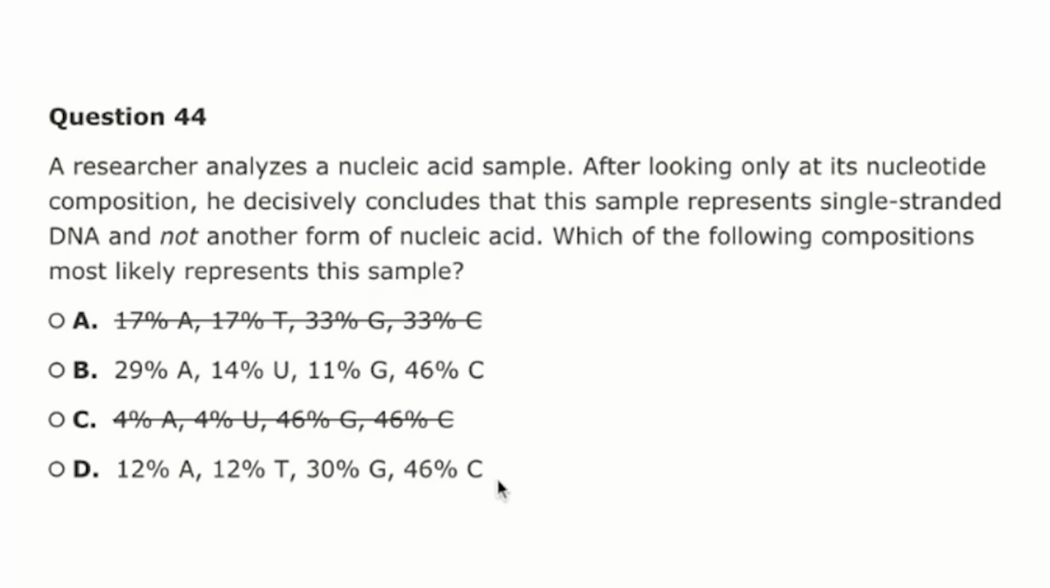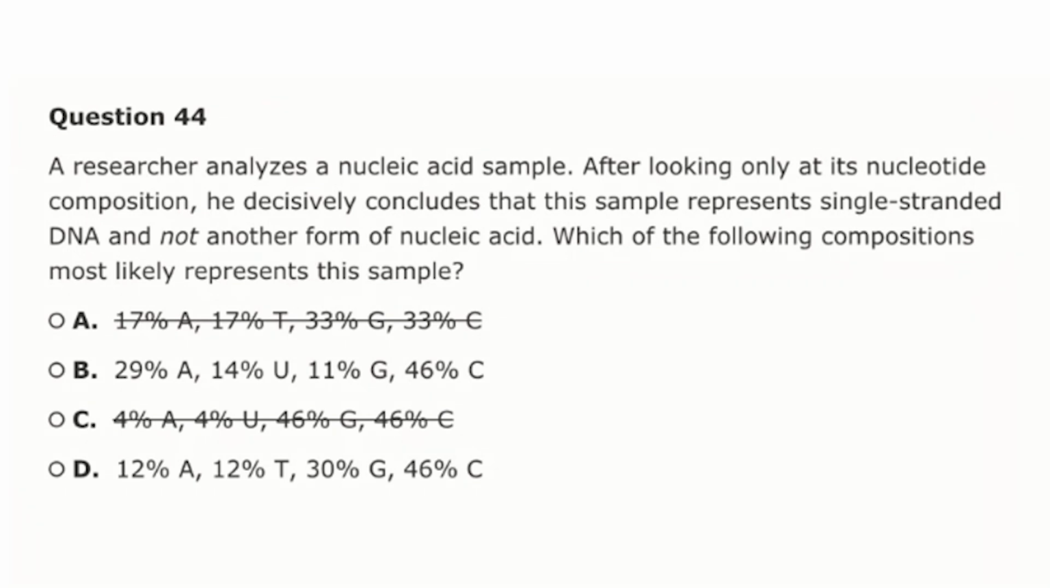And then the last one here, answer choice D is 12% A, 12% T, 30% G, 46% C. And now I freak out and go, wait a minute, my theory that things should be equal is not playing out with answer choice D, because you have A and T, which are equal percentages, but G and C are not. And so then I go, well, why would G and C not be? And I really don't know, but I don't like that one because A and T are the same. So I'm going to go with B.